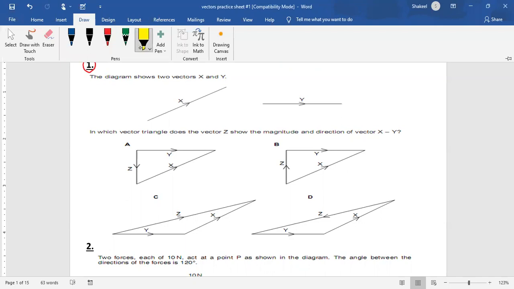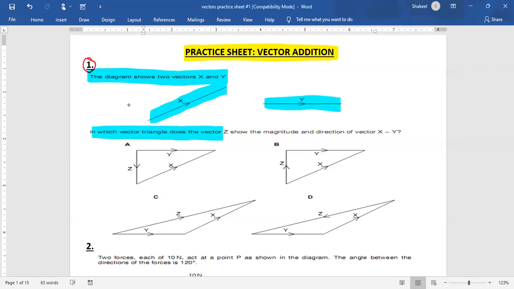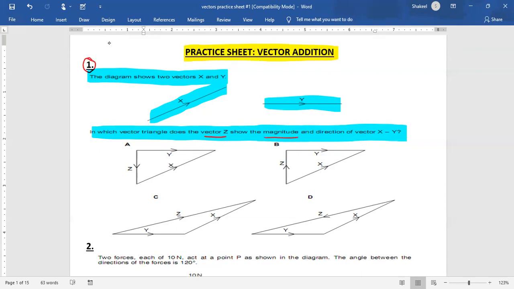It's always advised to read the question very carefully. It says that the diagram of the two vectors x and y are shown. X is pointed this way, and this is vector y. And they're saying, in which vector triangle does the vector z show the magnitude and direction of vector x minus y? So basically, this is a vector addition case in which the vector z is showing the magnitude of x minus y. So we can say that z equals x minus y. And from here, we can also say that z plus y equals x. So these can be the two expressions that we have to use.